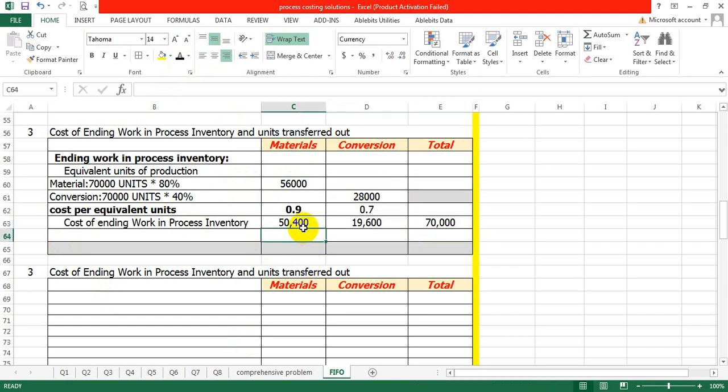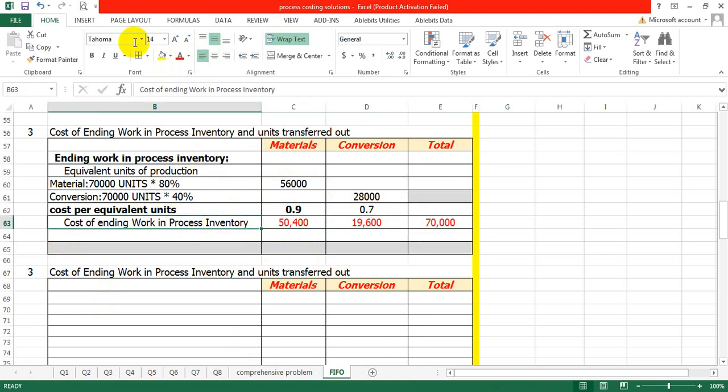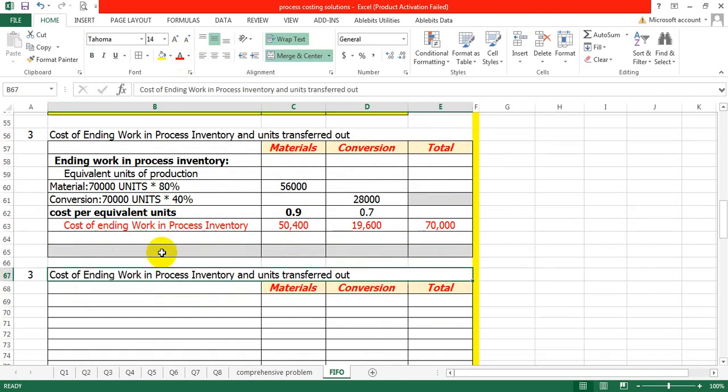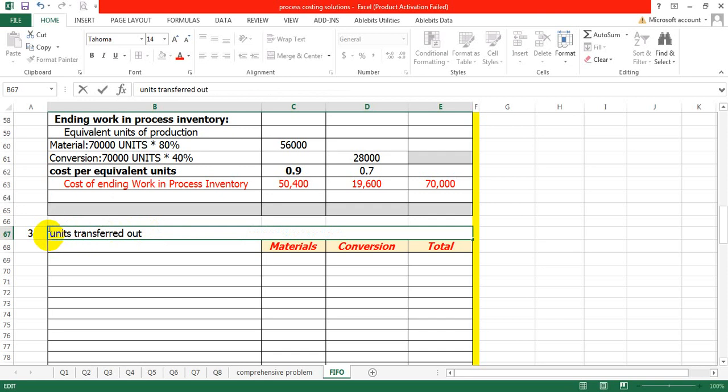Now we need to calculate the cost of units transferred out. Okay, the cost of ending work in process and unit transfer out. Ending we have already calculated, now the unit transfer out cost, right? So we can write here unit transfer out cost.